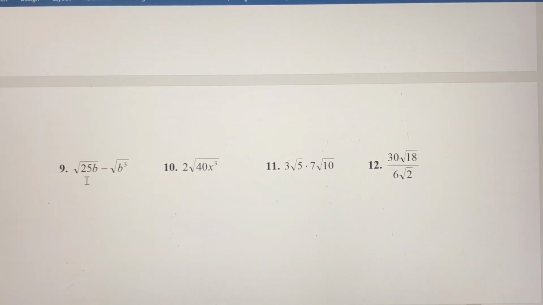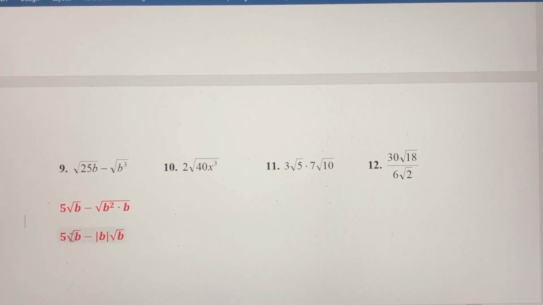Okay, first one, square root of 25 times b simplifies to 5 radical b, okay? b cubed I can break down as b squared times b. And I can simplify the square root of b squared, okay? So now let's simplify that part. So 5 radical b, that doesn't change, minus, remember, square root of b squared has to be the absolute value of b, okay? And then times radical b.